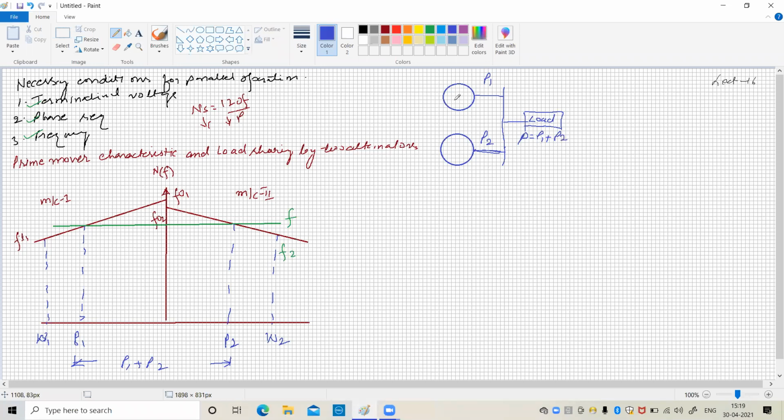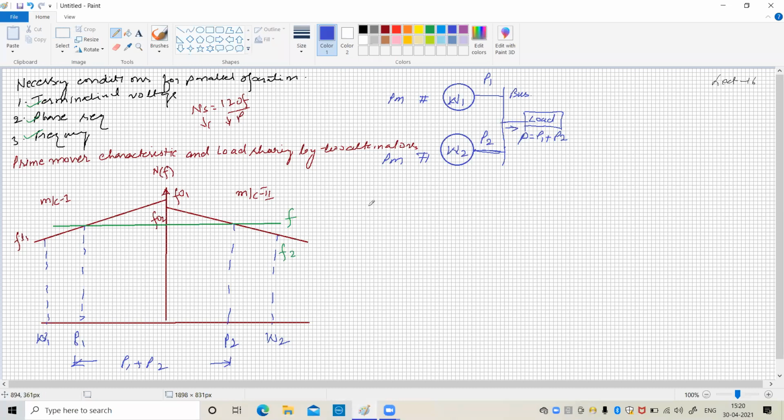Now here the rated capacity of alternator 1 is W1, and the rated capacity of alternator 2 is W2. Each is coupled with a prime mover. So this is the situation by which we can understand the two alternators working in parallel. Parallel alternators means they are supplying a common load. The two alternators are connected to the common bus, and through that bus the power is supplied to the common load.